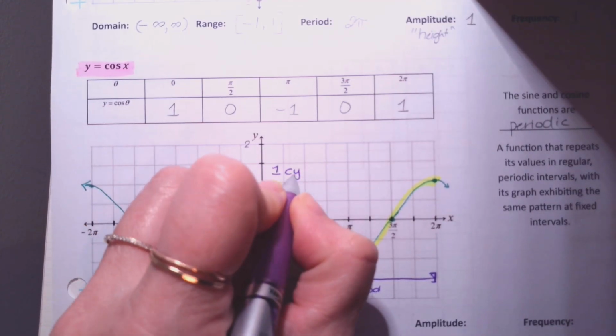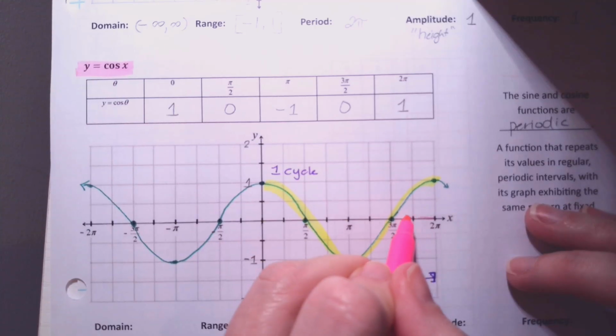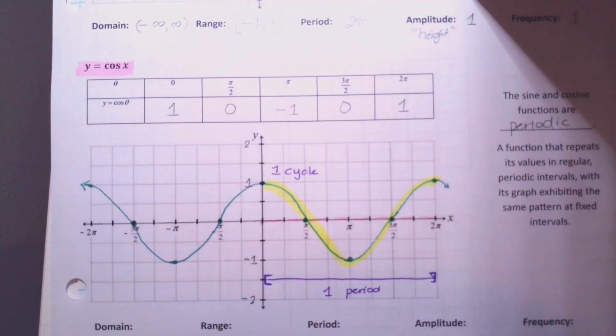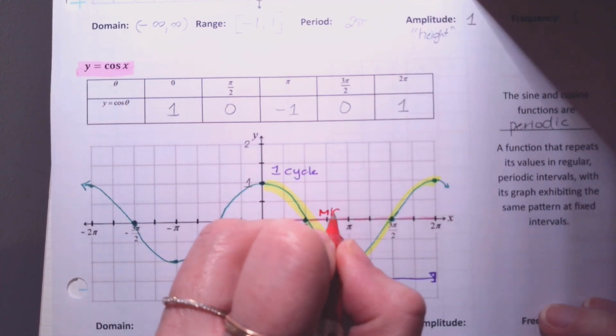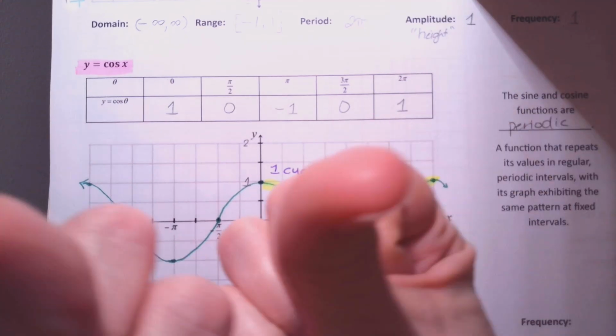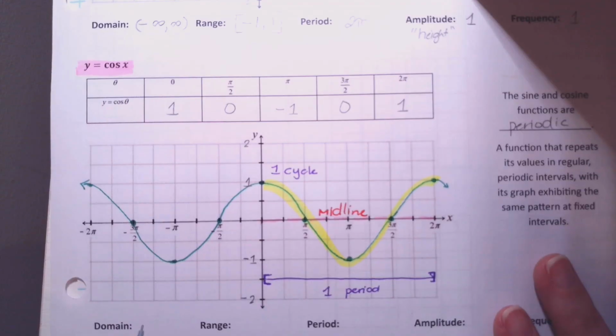One cycle. Okay. It does have the same midline as the sine function. The midline is going to cut right down the middle. Here's our midline. Okay, so marking off the same information we did on the last one. The domain of this, just like the sine function, is still left and right forever, which means negative to positive infinity.